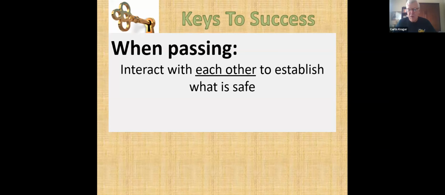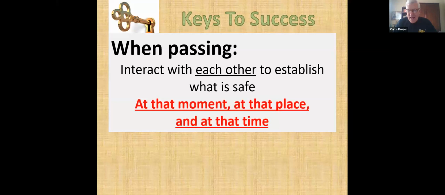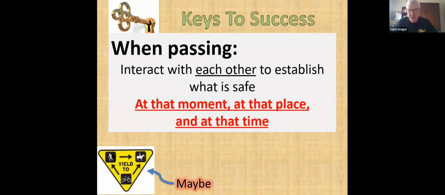So trying to follow a predetermined set of rules or interaction doesn't always work. Trails have varying sight lines, terrain, differences in visitor knowledge, capabilities, etc. Better to establish what is safe at that moment, at that place, and at that time. The yield sign doesn't always work, but this message does.